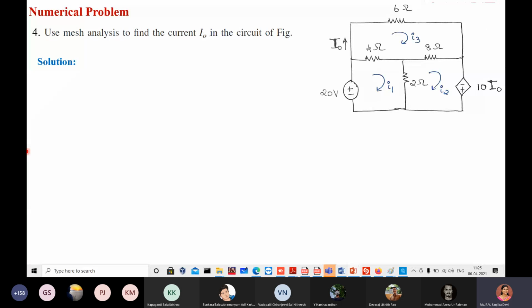So for this numerical, along with an independent source, we also have a dependent source. What is the nature of the source? Is it a voltage source or a current source? It is a current controlled voltage source. Yes, it is controlled by the current, but it is a voltage source basically.